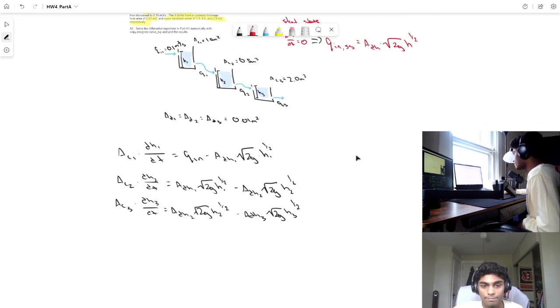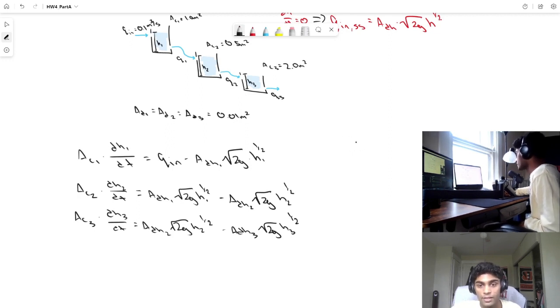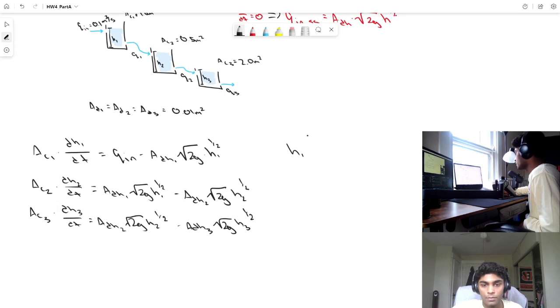That's kind of impossible. So we have these equations which will relate our change in height over time to the in and outflow. However, we should also want to initialize our initial heights at the steady state. And that's going to look something like this. So if we were to find height 1, that's going to be equal to the Q in at steady state squared, over the area of the drainage hole squared times 2g.